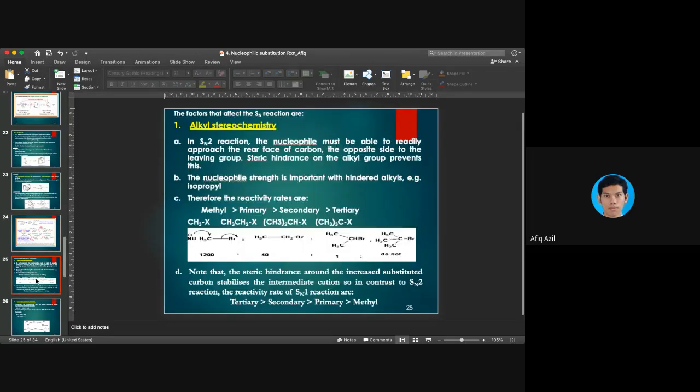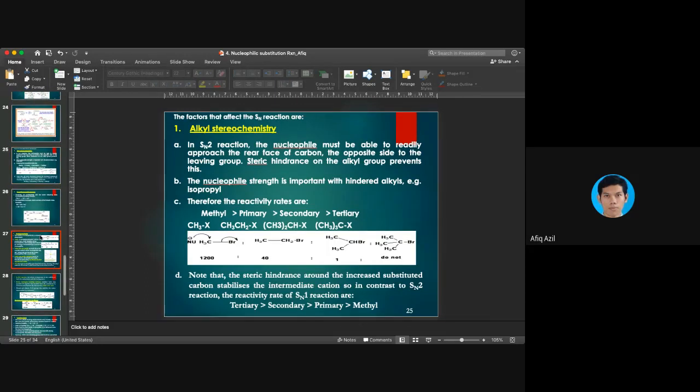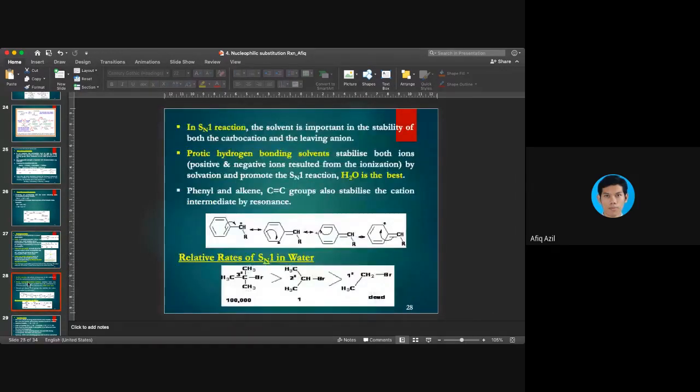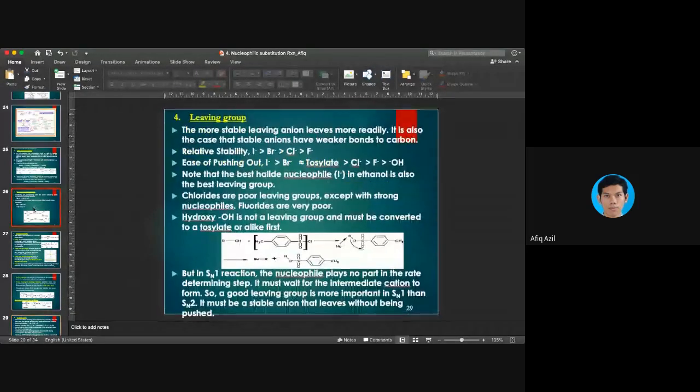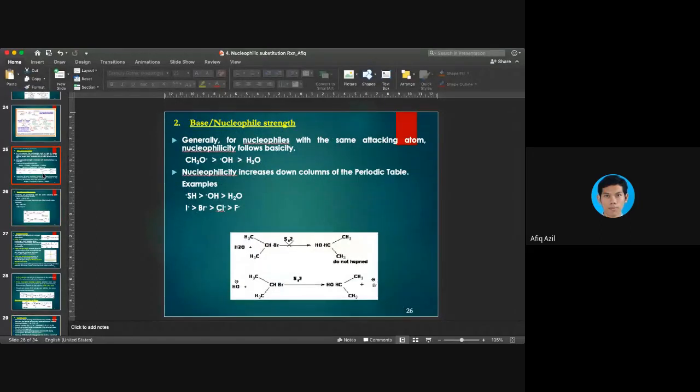But I know what you have in mind. How do you know which reaction will proceed via SN2, which one will proceed via SN1? Okay, that you have to refer to these 4 factors that we have mentioned earlier. The alkyl stereochemistry, the solvent effect, leaving group effect, and also what is the other one? Nucleophile strength. Sorry, the nucleophile strength.